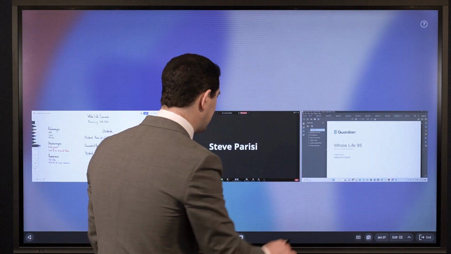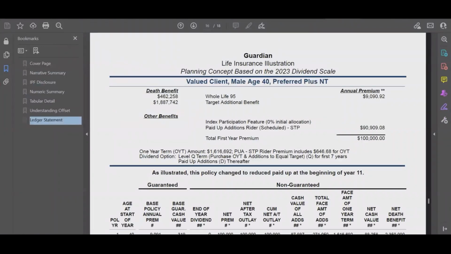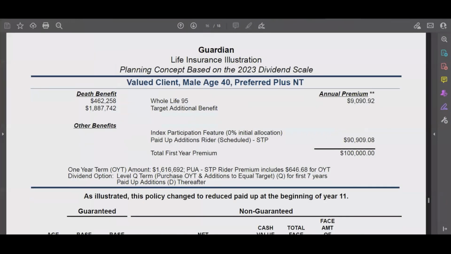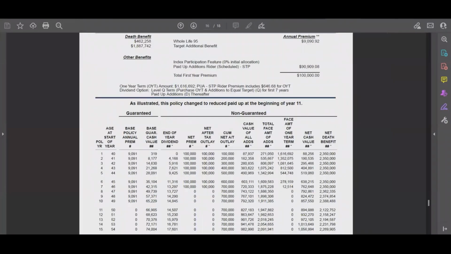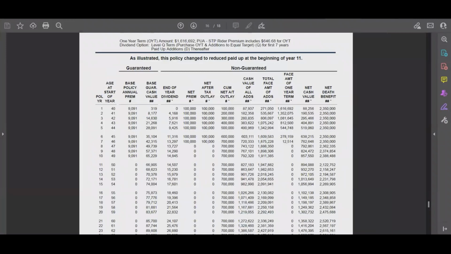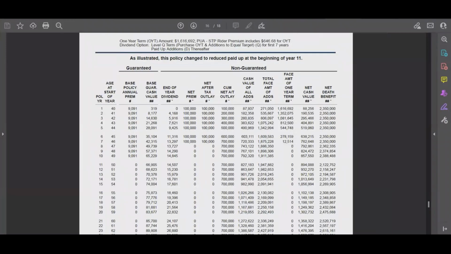Let's look at a quick example. So if we take a look at a full illustration here, we're going to look at an individual funding a policy with $100,000 per year for 7 years, which is a great method to maximize the internal rate of return, meaning net cash value growth rate. And here we go.